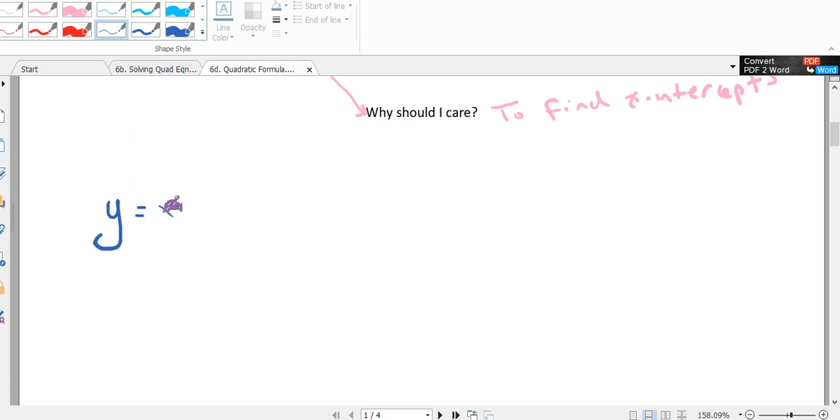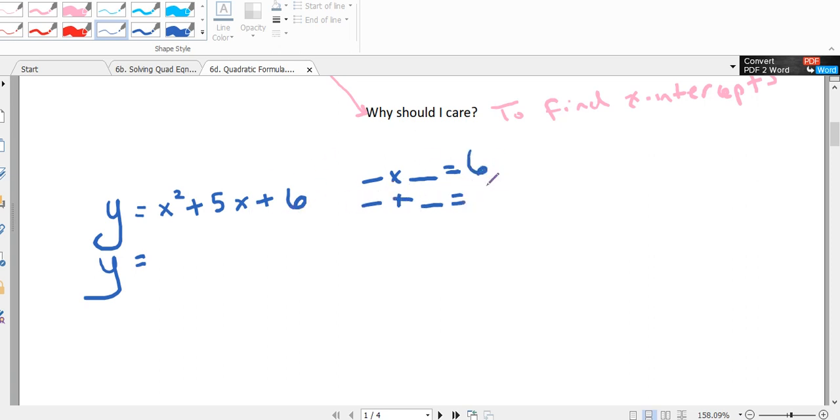So, let's use a simple example. y equals x squared plus 5x plus 6. Now, traditionally, if I were to ask you, what are the x-intercepts? You would say, okay, x-intercepts, that means I need to factor. So I need 2 numbers that will multiply to give me 6, but at the same time must add to give me 5. And what are those 2 numbers? 3 and 2. Now this is indeed simple factoring because there's a 1 in front. So then I'm done.